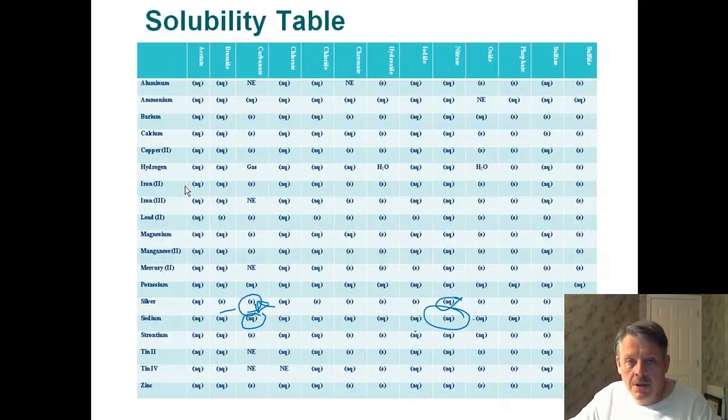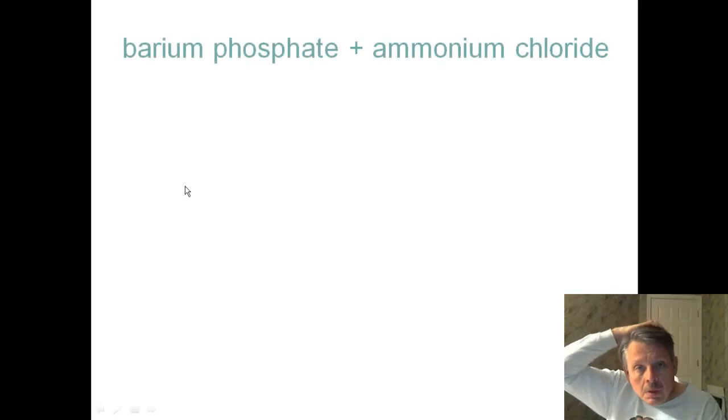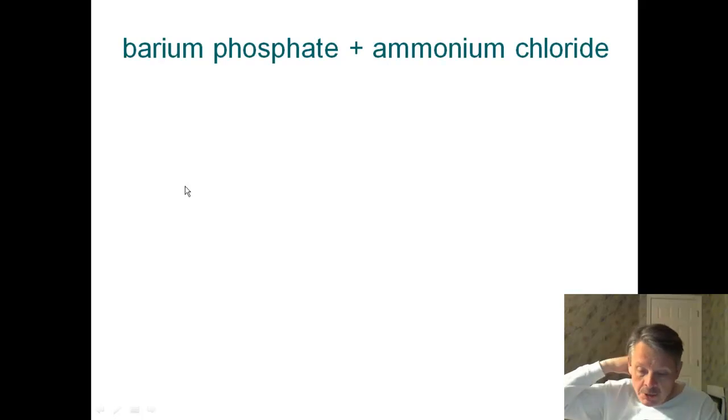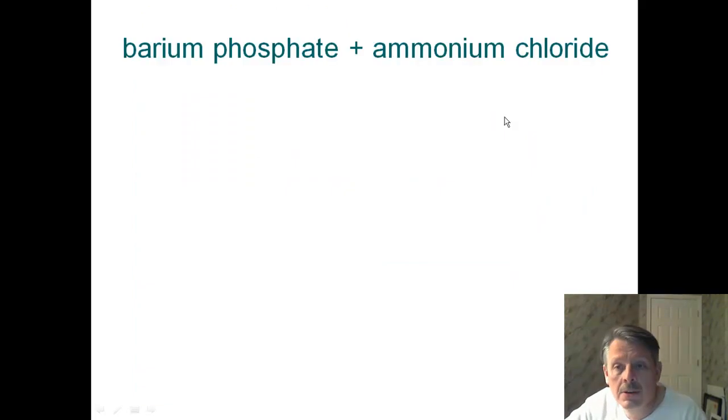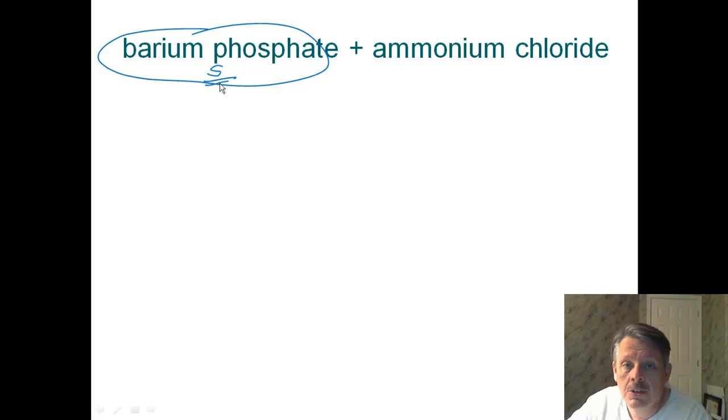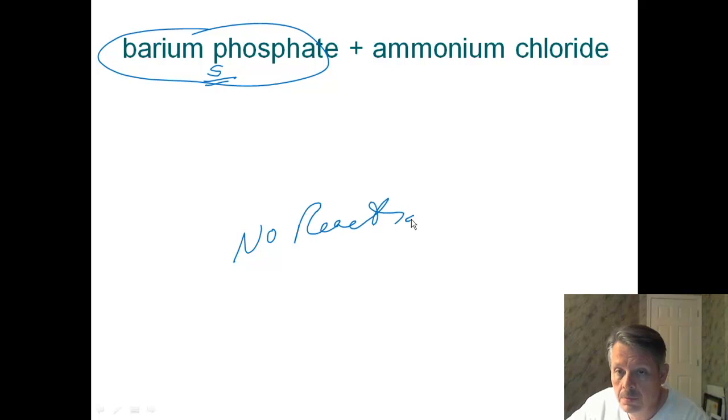Alright, let's try another one. Barium phosphate, ammonium chloride. See what you can do here. I look at barium phosphate. Ooh, that's a problem. Remember, all of my reactants have to be aqueous. So barium phosphate is a solid. I can stop right there and say, this thing is a solid, so this reaction will not happen. So there's no reaction. That's simple. Done with that one.